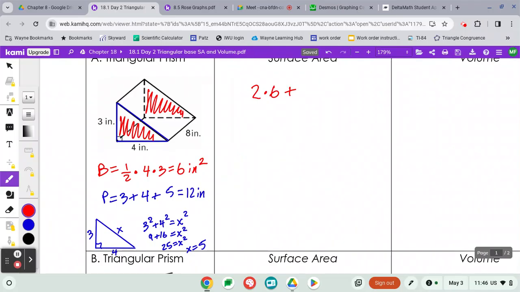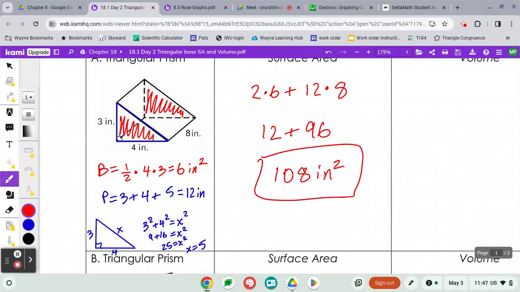All right, so 2 times 6 plus 12 times, don't mess this up. For the height, we need the height of the prism. Which one is that? All right, 12 times 8, correct. All right, what is 2 times 6? And what is 12 times 8? You might not have that one, remember? 96, yeah. Use a calculator if you need to. Add those together, and what do we get? All right, don't forget inches squared. It is surface area. Okay.